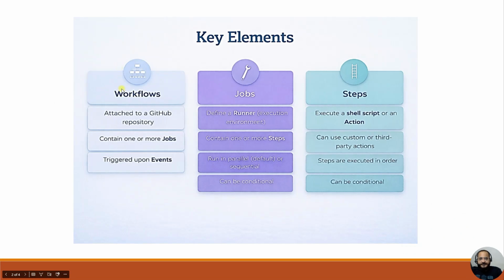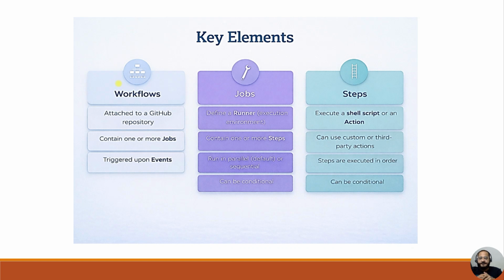So basically these are the key elements or building blocks of GitHub Actions. The very first is workflow, second we have jobs, and third we have steps. So basically a workflow is directly attached to your repository. Your workflow can contain one or more jobs, and basically this workflow is triggered based on events.